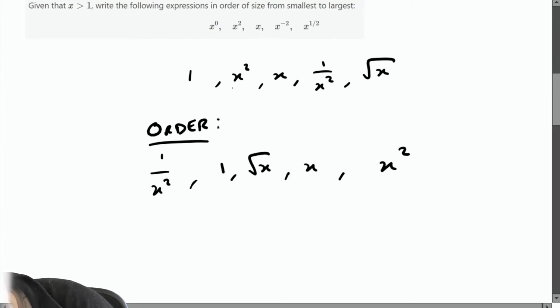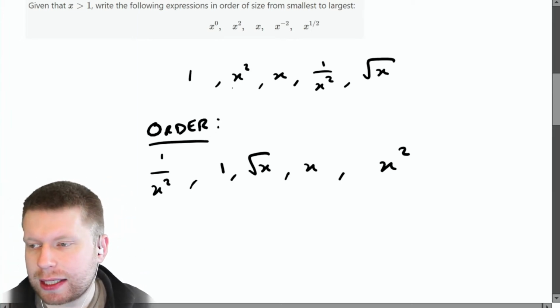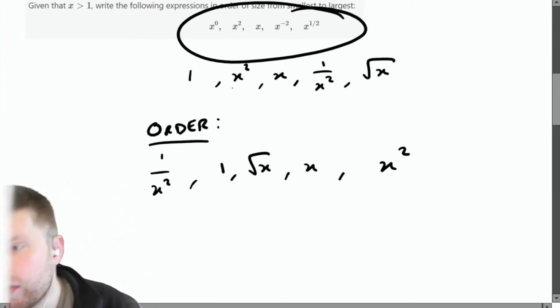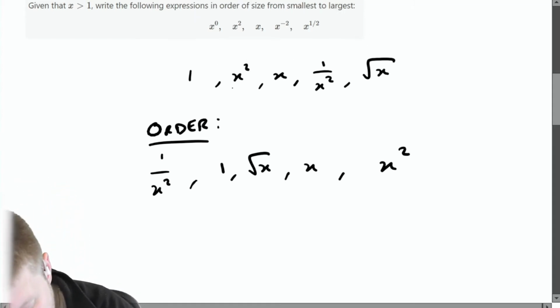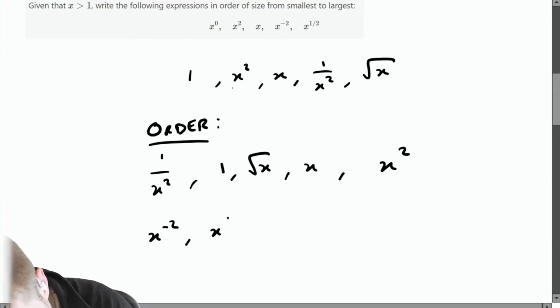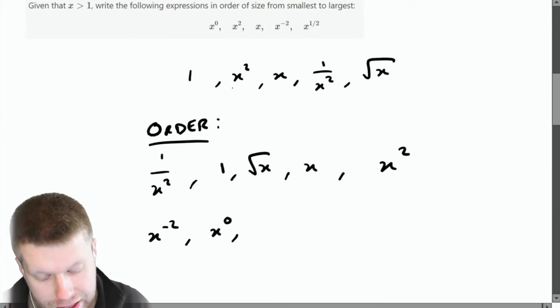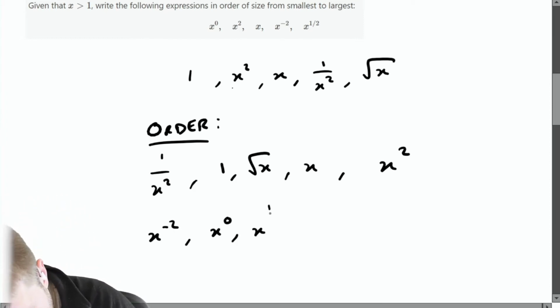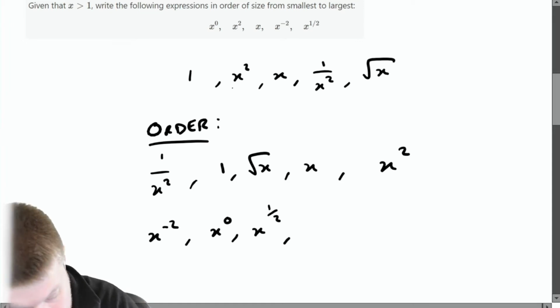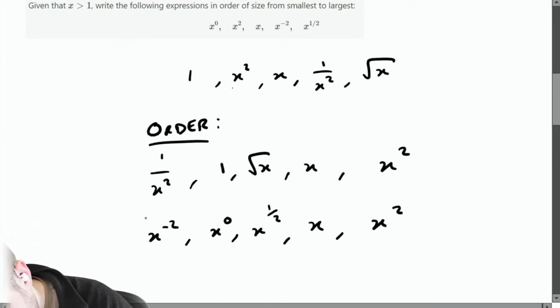But of course, I'm not going to leave my answer like this, because I need to make sure that I give it in terms of the original expressions I was given. So I had 1 over x squared first. Well, 1 over x squared was my x to the power of negative 2. Then I had 1, well that was just x to the power of 0. Then I had square root of x, well that was just x to the power of 1/2. Then I had just x, that was fine because that was in the list. And then I had x squared, so that was also fine, that was in the list.